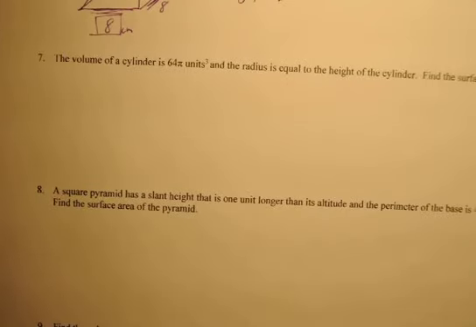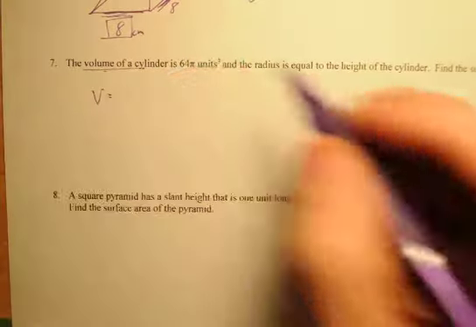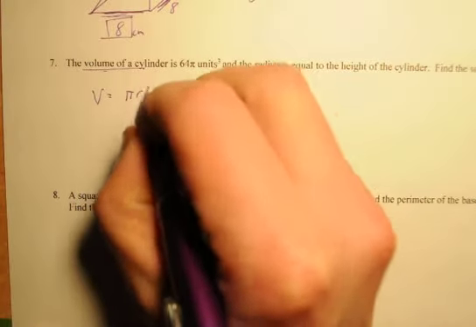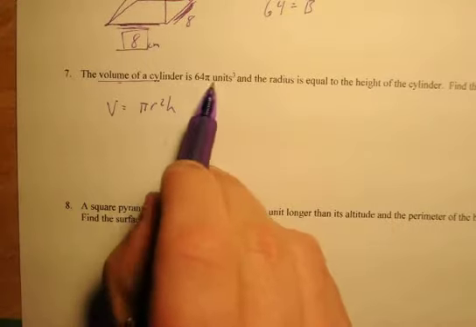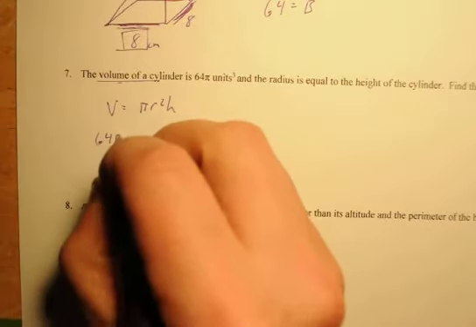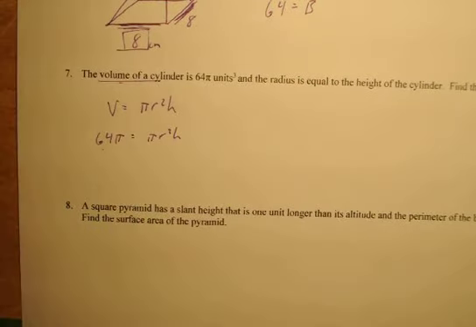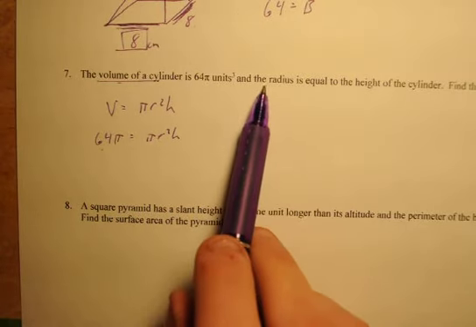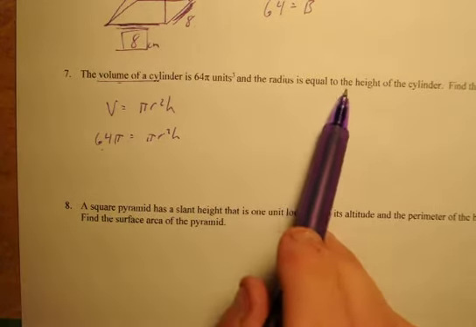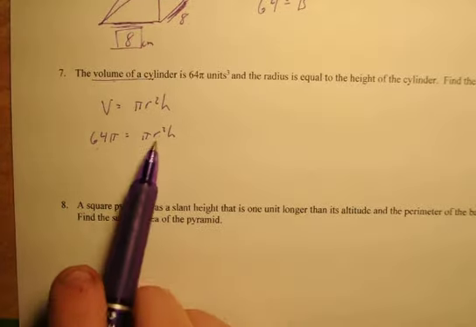Number 7. The volume of a cylinder is 64 pi. Okay. Volume of a cylinder is pi r squared h. 64 pi, we can plug that in. There we have it. The volume is 64 pi. I'm going to solve for this. The radius is equal to the height. Interesting. Radius is equal to height.